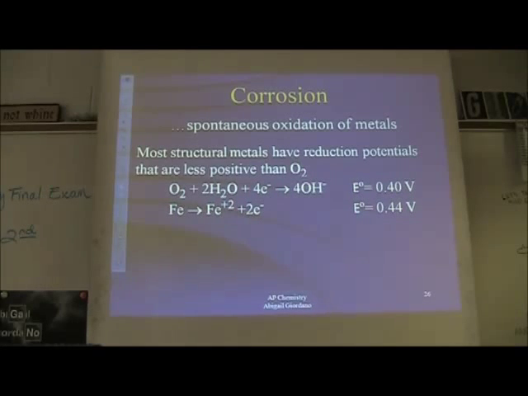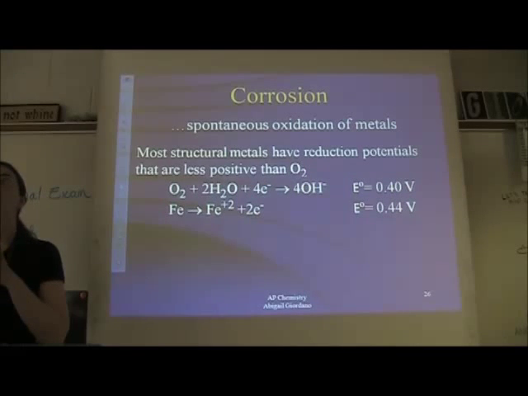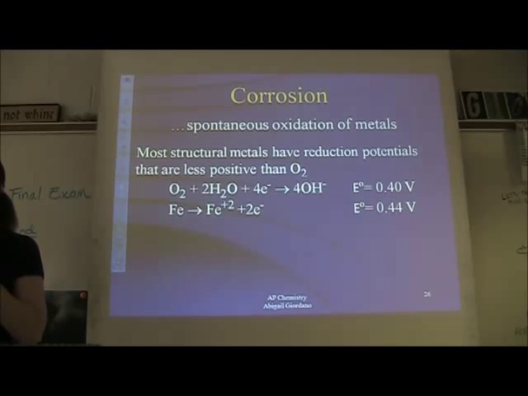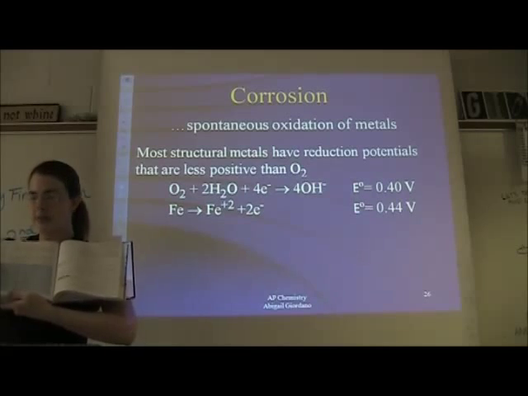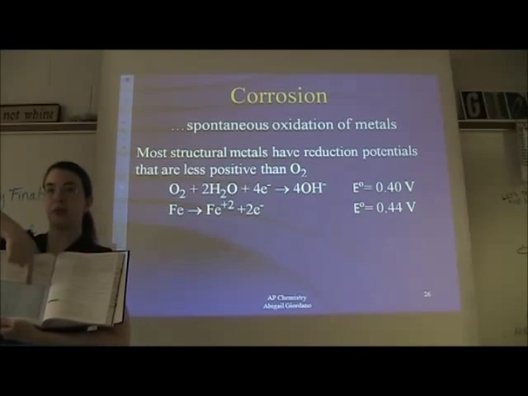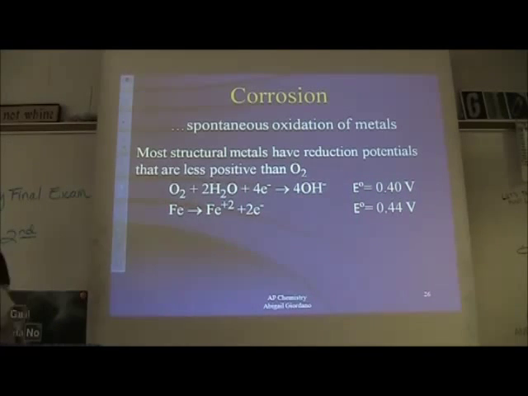Now, you are a structural engineer. You're assisting in the building of a brand new skyscraper. It is made of steel, which will corrode when exposed to the air. That's a problem because buildings are exposed to the air. Well, good question. Remember, guys, this chart, imagine this entire side on top of this one. Can you tell me some metals that do not spontaneously corrode?